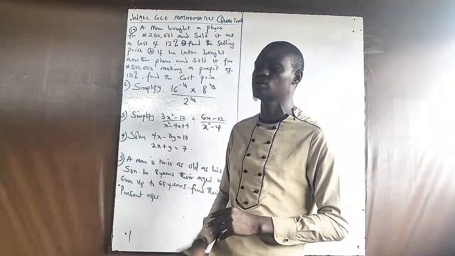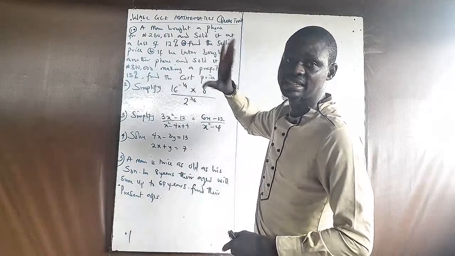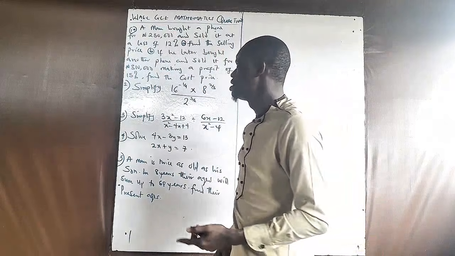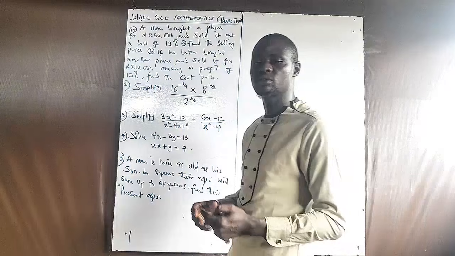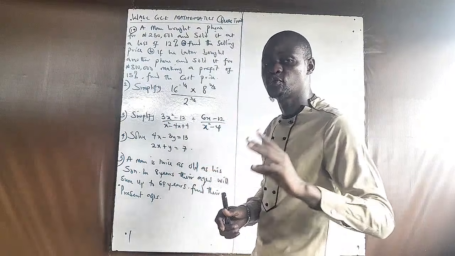Now I'll be starting with question 1. From these 13 questions I highlighted, question 1 starts from profit and loss. Let's take a look at it, and I'm going to be walking you through the solution step by step so that you can get your full marks in WAEC.